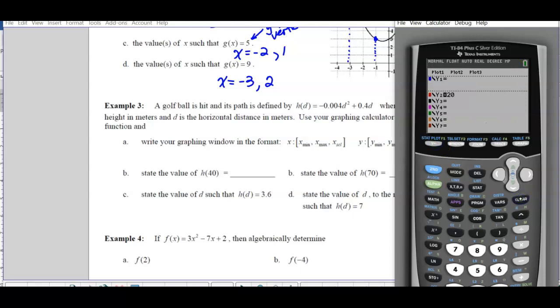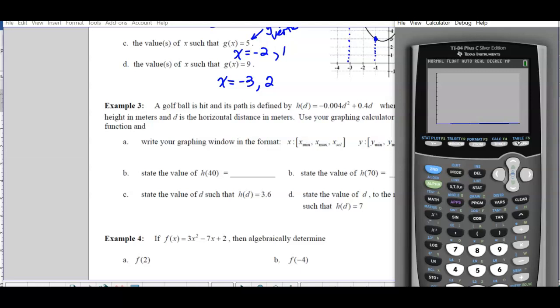So clear off what you had on there already, and then enter negative 0.004, and then instead of d, it's x squared plus 0.4x. And window setting, it says write your graphing window in that format. So our graphing window from before, if I use what we had from the last question, we don't really see very much. See how it's blue on the bottom there?